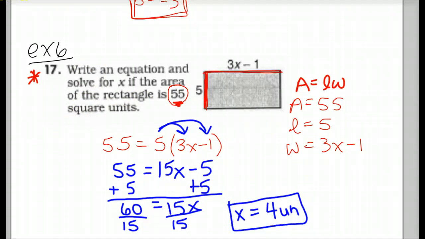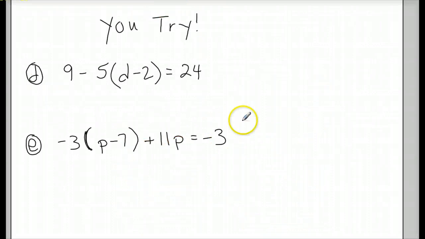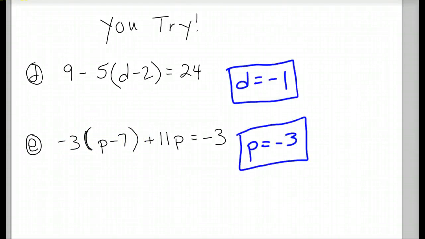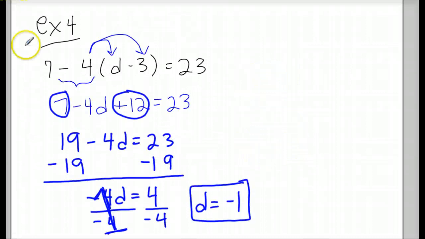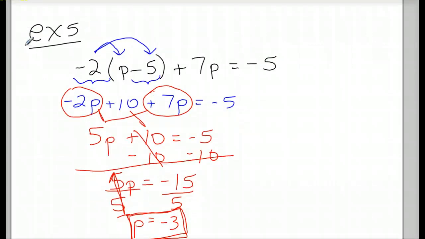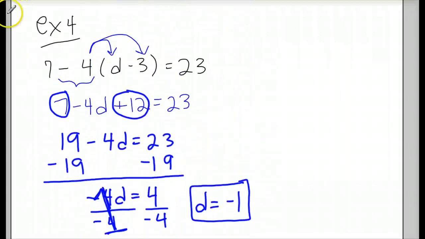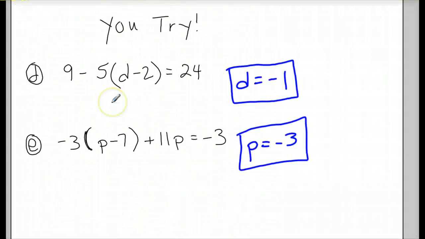All right, now for the U try. Go ahead and try D and E on your own and check with the video. All right, for D, you should have gotten d equals negative 1. For E, you should have gotten p equals negative 3. If you didn't get those right, go back and watch examples 4 and 5. They're very similar. And again, remember all of these examples are on tonight's assignment, so use these notes to complete your assignment.